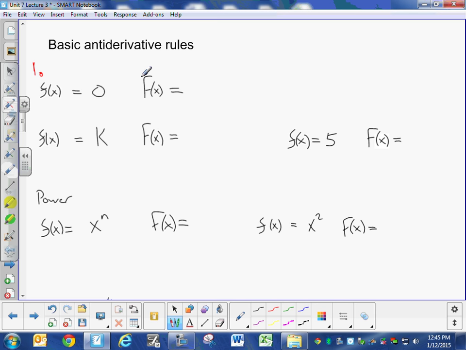C, 0, 5, 12, all of those numbers. The derivative of a number is 0, so this would just be a constant c.